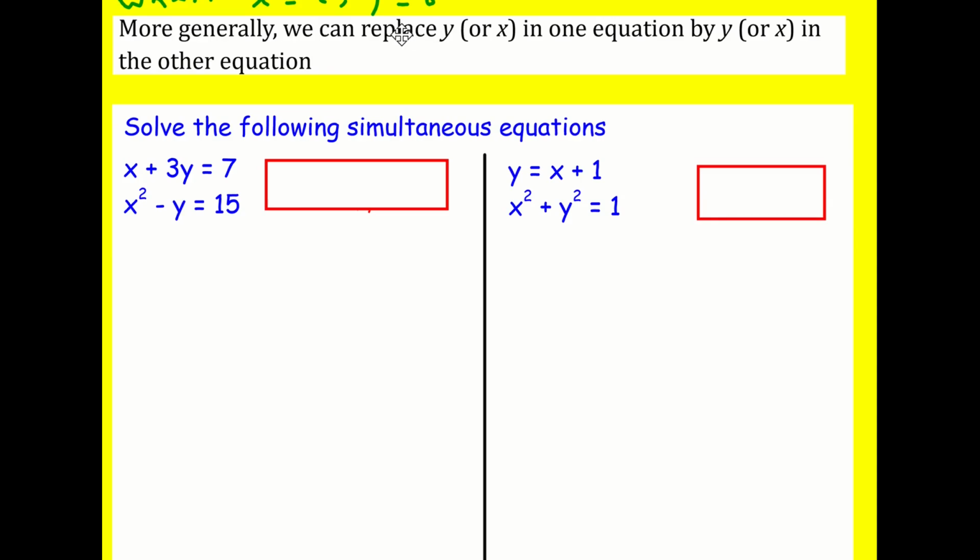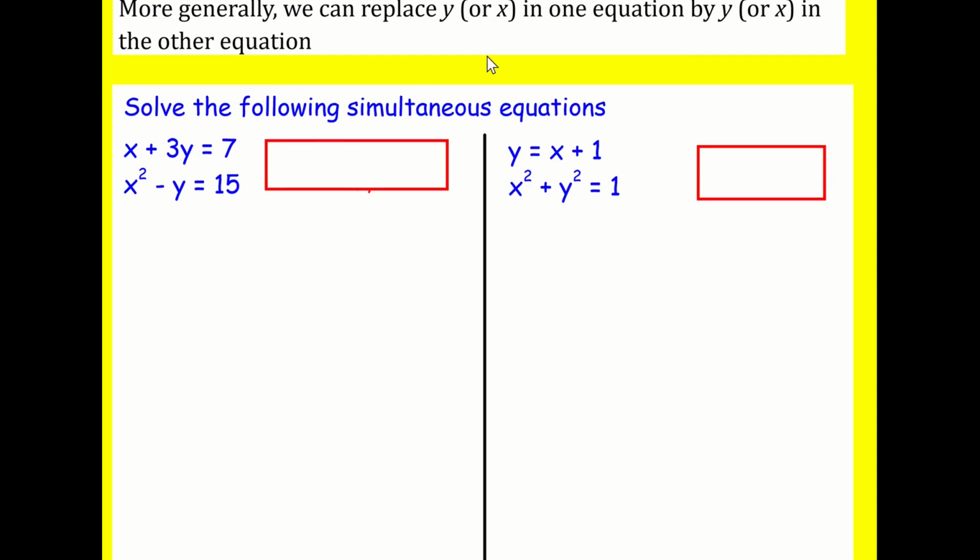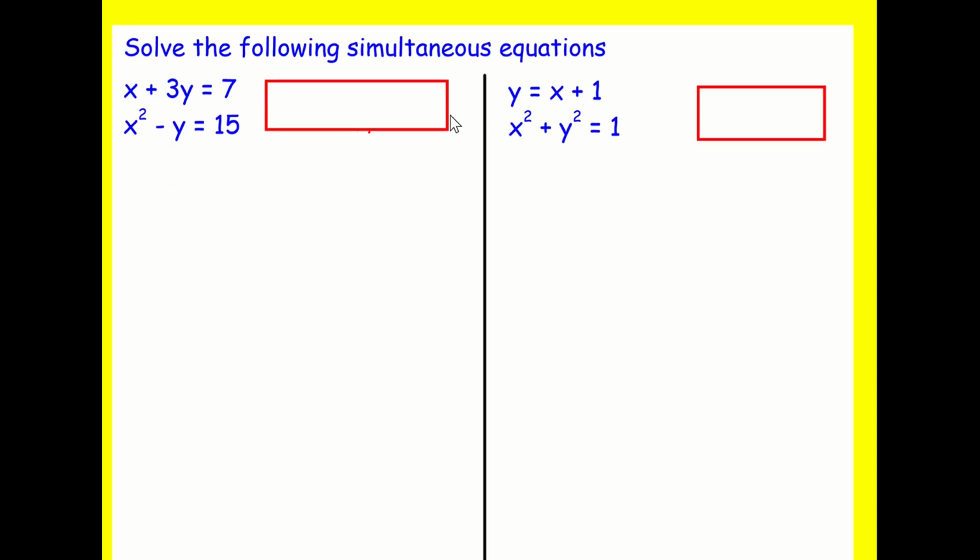So in general, we can replace y or x in one equation by y or x in the other. So I'm now going to start you off with this one. I'm going to ask you to finish it. I mean, obviously I'll go through it, but I want you to try to do as much as you can by yourselves. So solve the following simultaneous equations. These are all ones now with squares in, and you can see here we've got an x squared and a y squared. So what is a good idea to do? Do we eliminate the y or do we eliminate the x? It's really up to you.